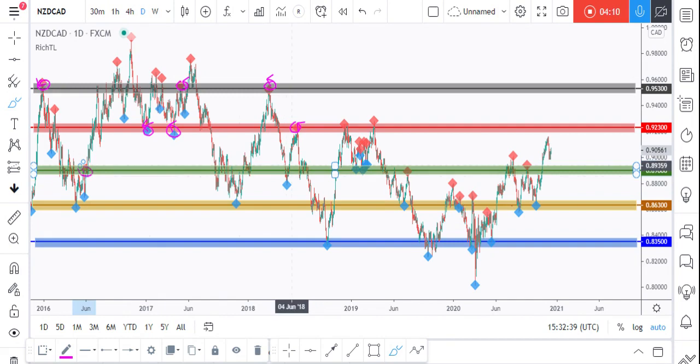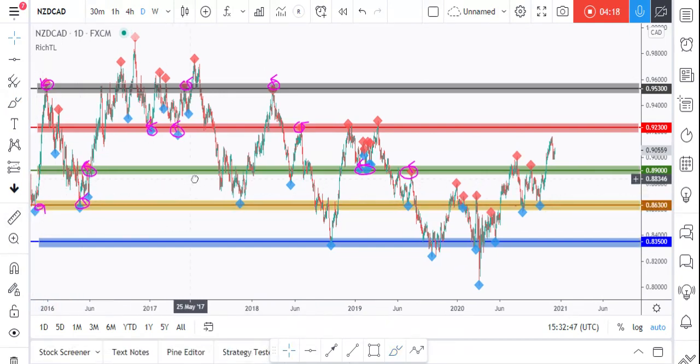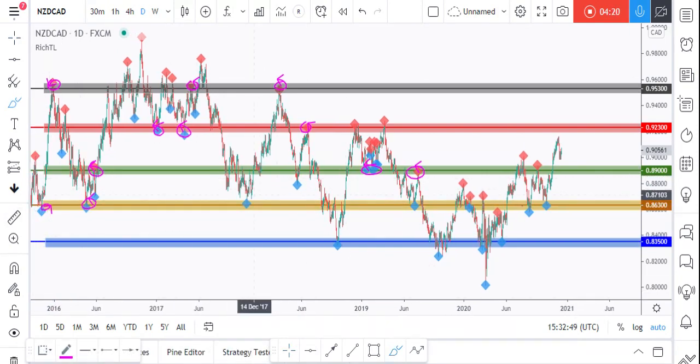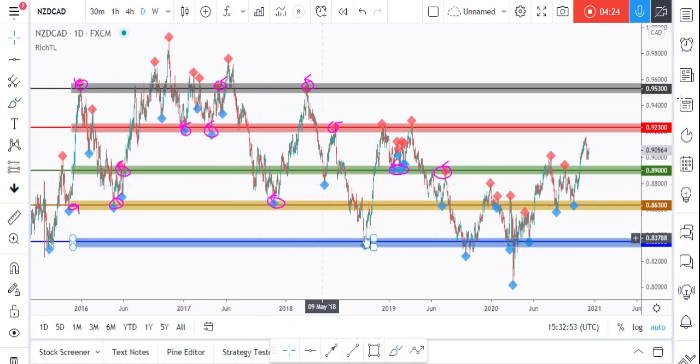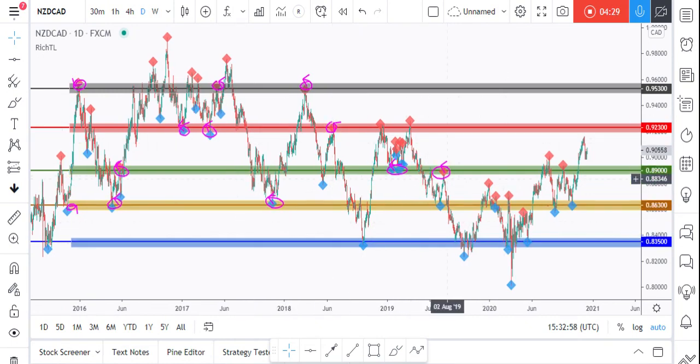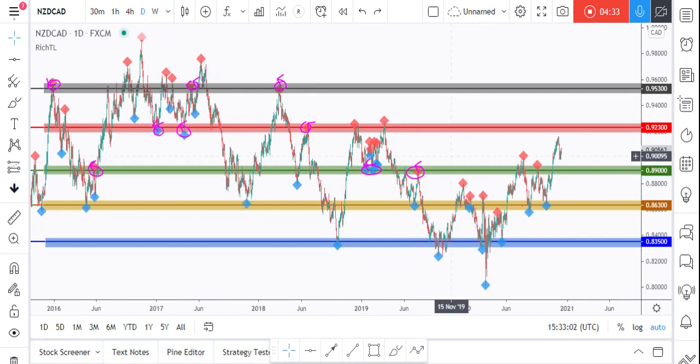And here we go. 1, 2, and 3. Here we go. 1, 2. Here, it's not really clear. Here we go, and 3. And this one as well. 1, 2, and 3. So all these are the only valid support and resistance we could draw using the RichTL indicator.